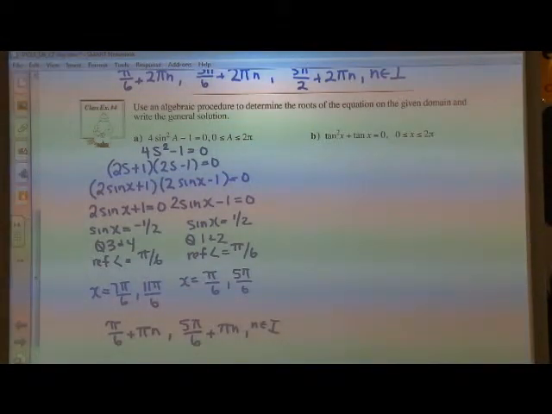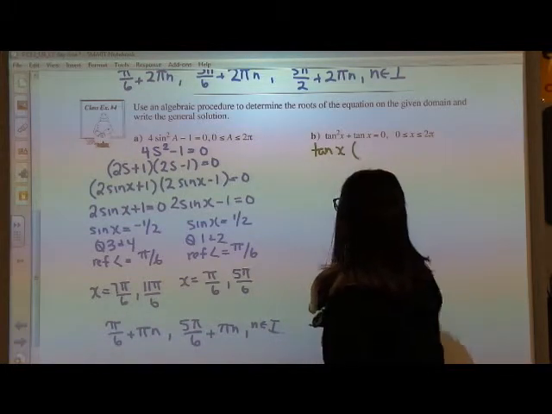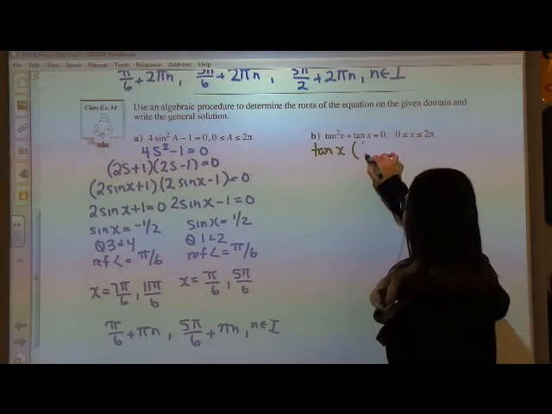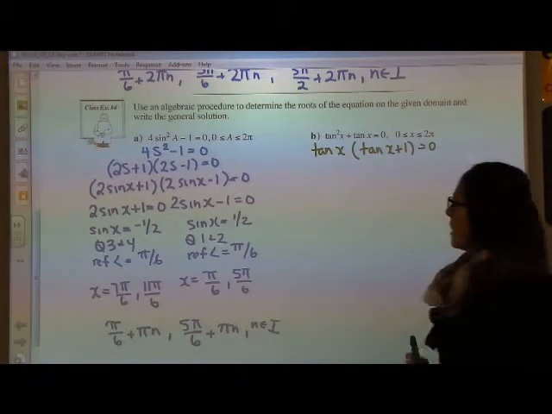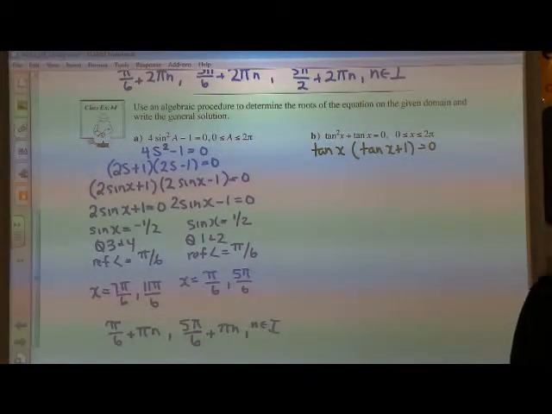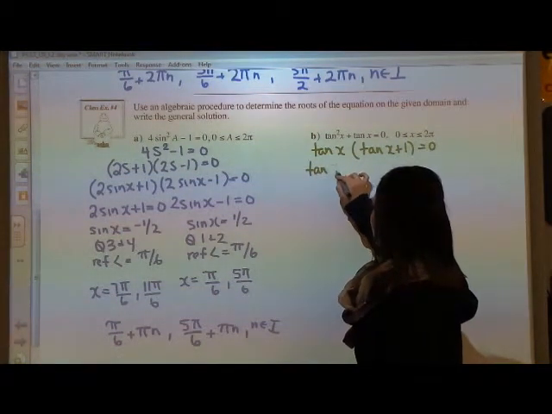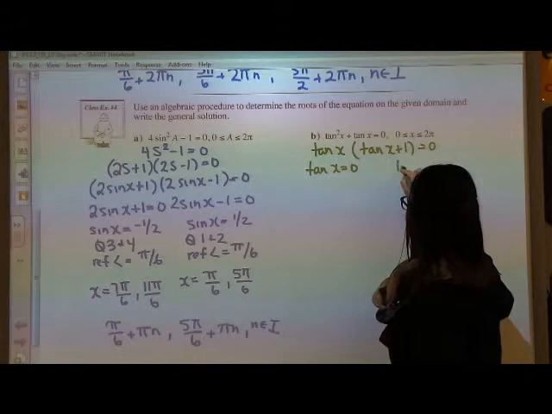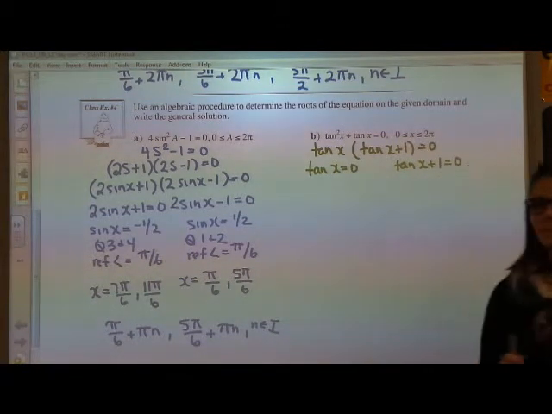How did you approach this one? I factored out a tan x. And what did that leave you with? Tan x plus 1. Okay, then what? And I made both sides equal 0, so tan x equals 0, and tan x plus 1 equals 0. Okay.